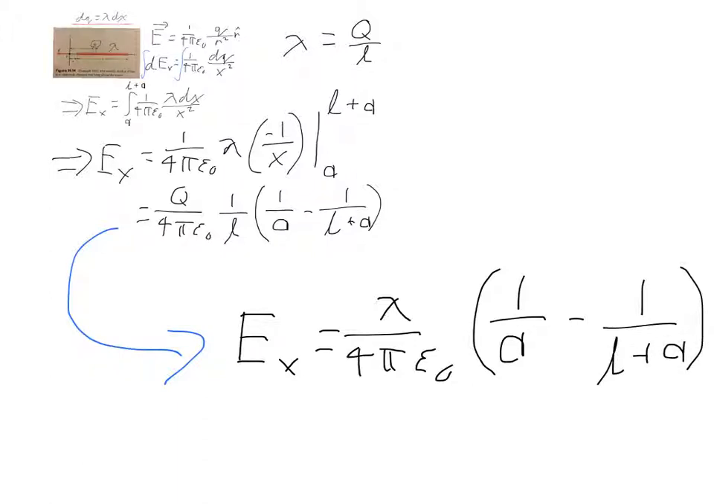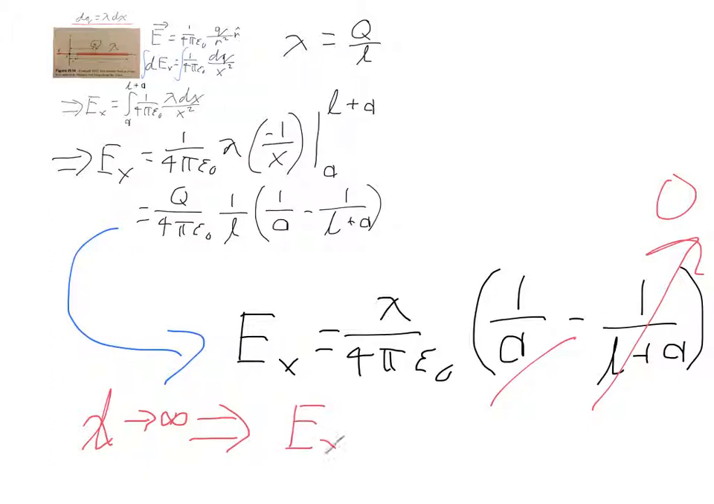Now suppose that this wire was very, very long, but again of constant charge density. Well, if L becomes very, very large, then the fraction of 1 over L plus A is going to go to 0. So this is going to be fine, but that is going to go to 0. In which case, again, for L becoming very, very large, going to infinity, the electric field is going to be lambda over 4 pi epsilon naught, 1 over A.